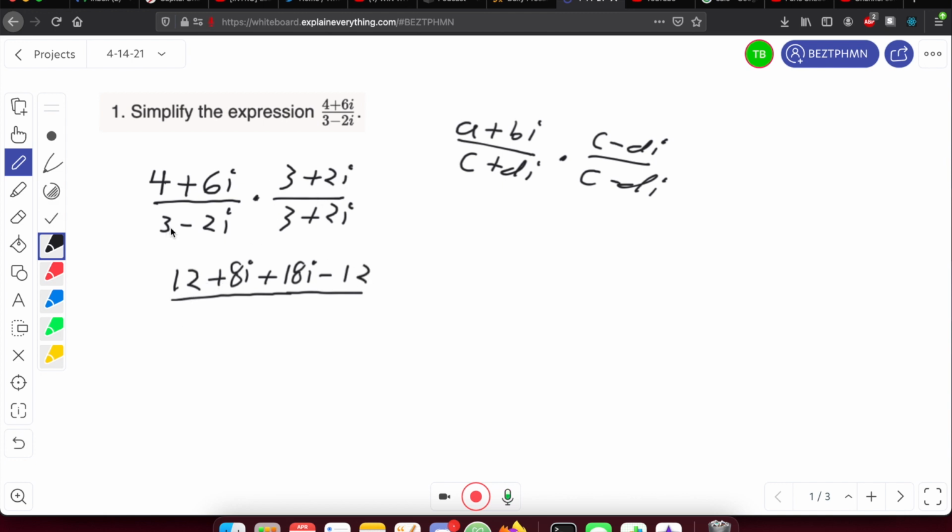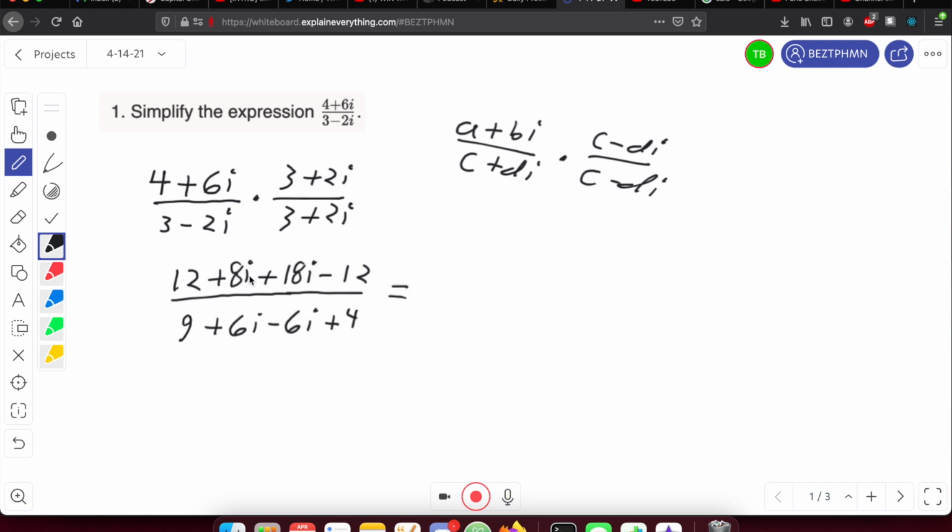In the denominator, you're going to see how this complex conjugate rule works out. 3 times 3 is 9. 3 times 2i is plus 6i. Negative 2i times 3 is minus 6i, right? So these two terms are going to cancel. And then negative 2i times 2i is going to be, let's see, i times i is negative, times the negative is a positive, is a plus 4.